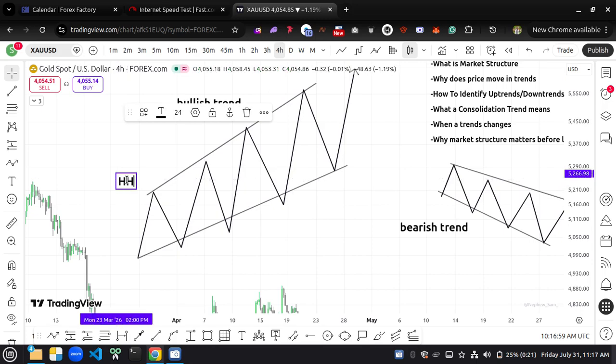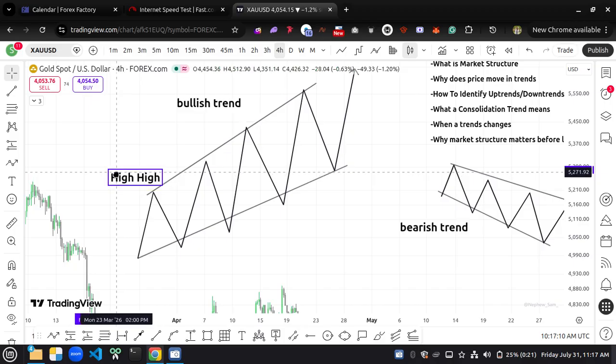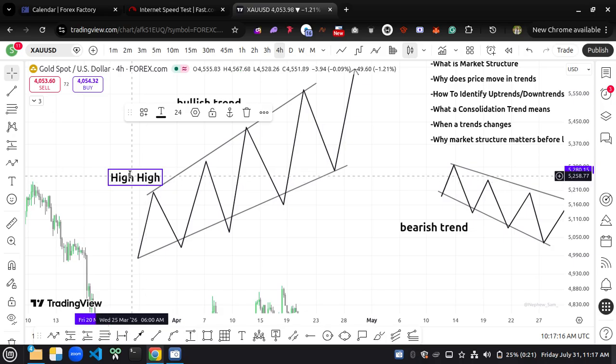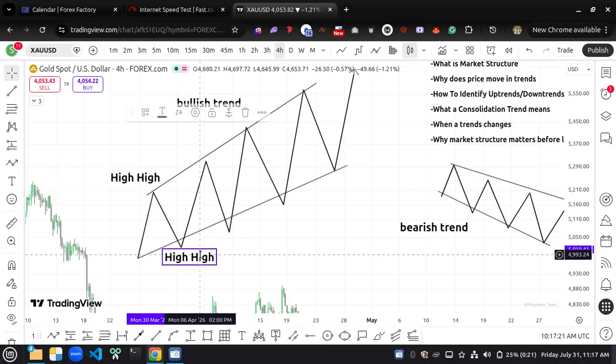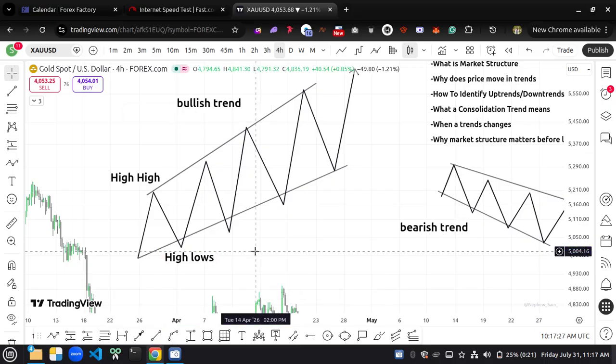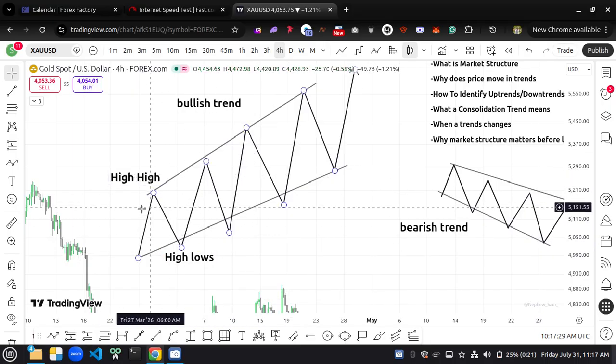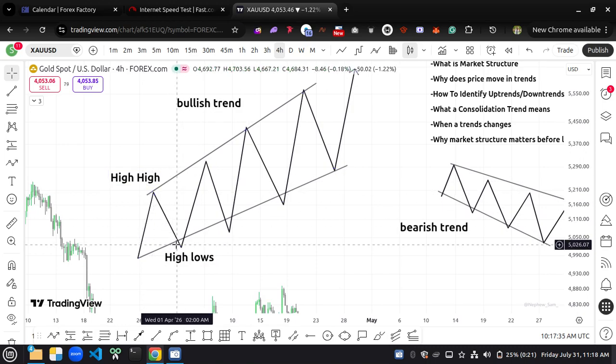Let me write it in full once, and then it's called the higher high. If you hear traders say the market is creating new higher highs and new higher lows, they're basically telling you the market is creating HH and HL. It means the market is most likely in a bullish trend. So these are just ways to identify the bullish trend.